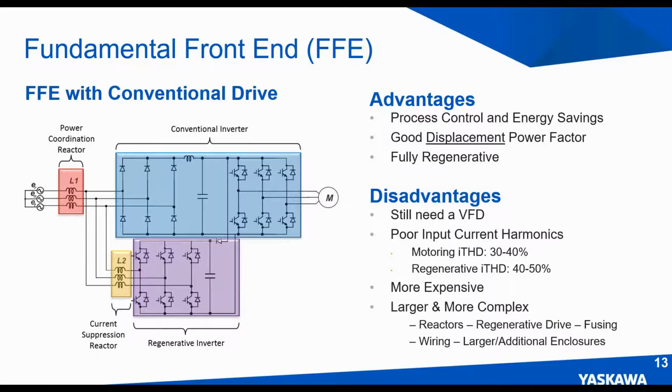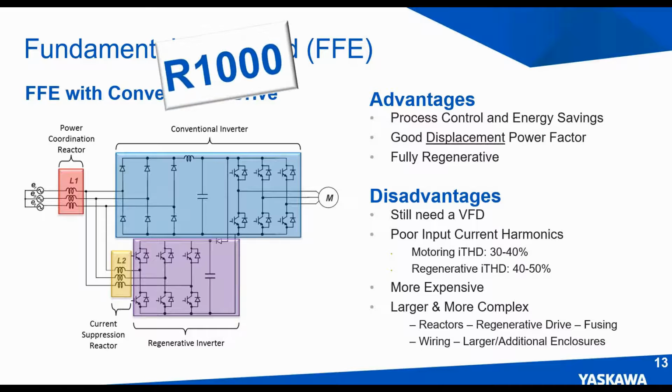Next up, we have our first green regenerative solution. This solution is called a fundamental front end, or an FFE. But what is an FFE? Well, that's just a fancy name for our R1000. The R1000 will take the extra energy and put it back onto the line using a 6-step voltage waveform. This means we can now save energy. No more waste. However, since we do it with a minimal amount of input filtering, we're going to have some current harmonics on the input current waveform, typically 40% ITHD.